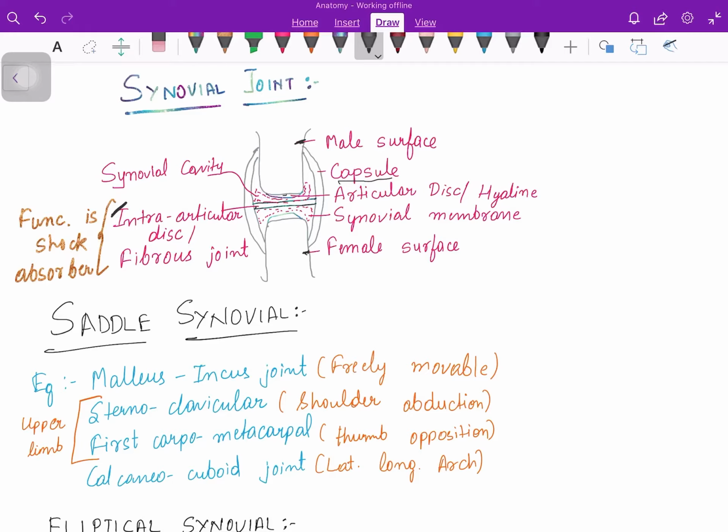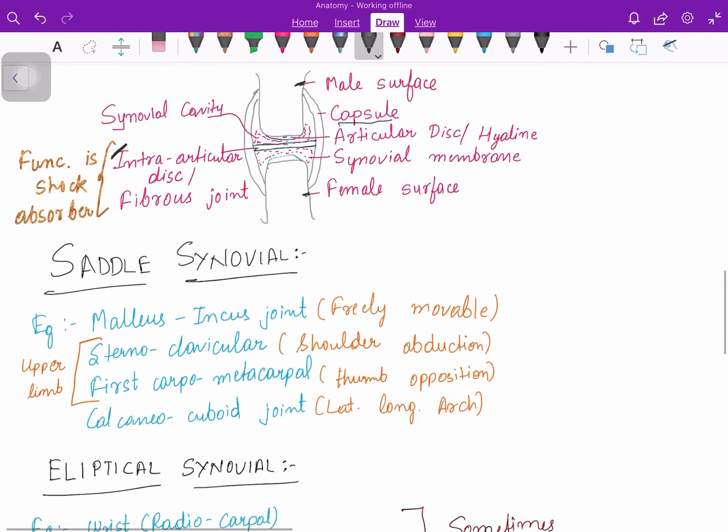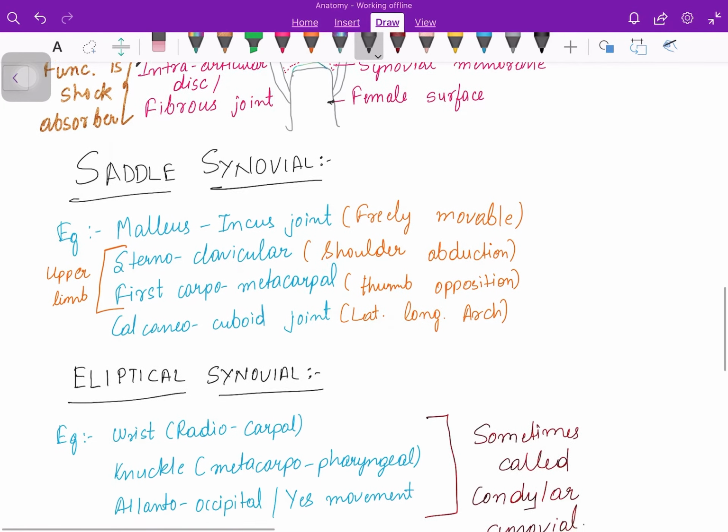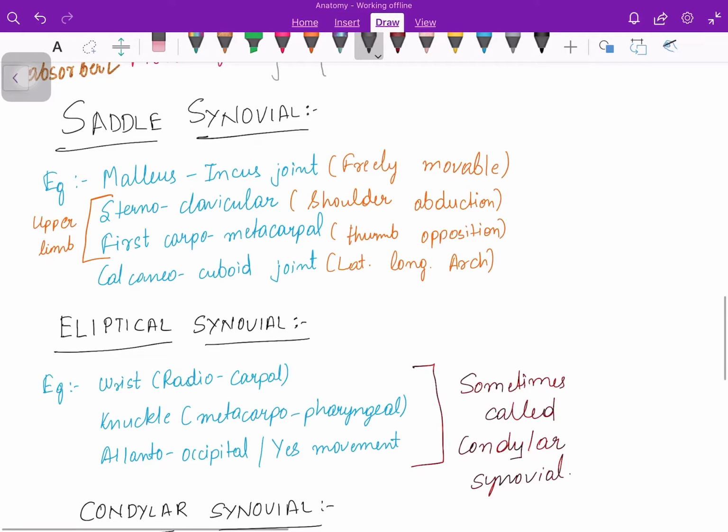Now we should know what the function of this intra-articular disc is. Its function is to act as a shock absorber. In every kind of joint, it functions as a shock absorber. Then we will discuss the types of joint. The first one is the saddle joint. An example is the malleus and incus joint, which is freely movable and, as we know, present in the ear.